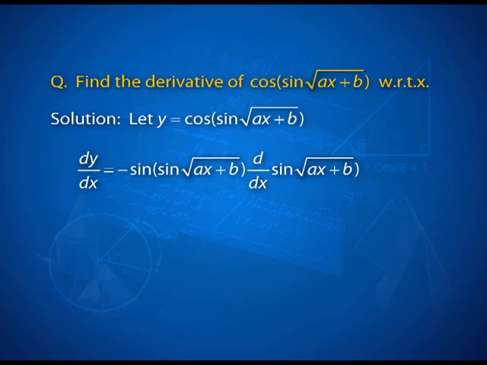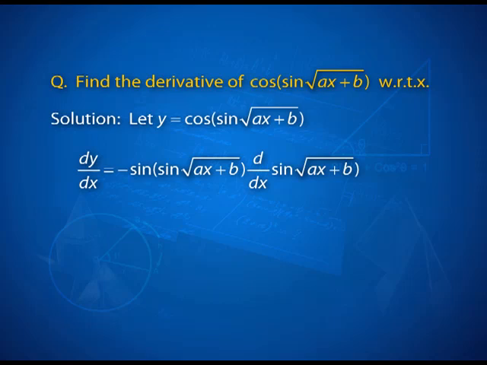So, if you keep the reference of u as we did earlier, if sine of root of a x plus b was u, then you would have multiplied with the derivative of u with respect to x. So, we are going to cut short, we are not going to bring u and v in this method. Now, what is the next layer?